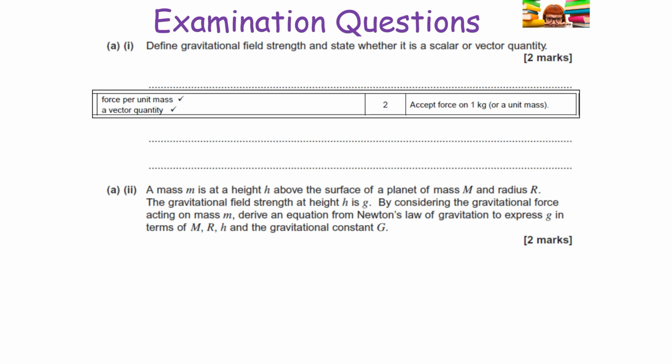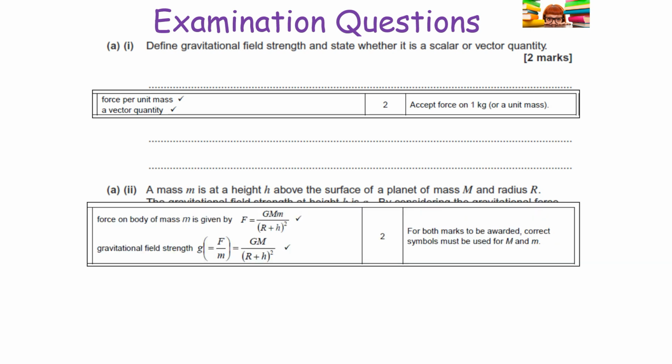Now the next question is you've got to be able to equate your equations and work them through. So if we know the force on the body of mass m is given by the following equation. Well, we know from Newton's law of gravitation, force is equal to big G, big M times small m over R squared. But remember, this R squared is the separation between the mass and the center of mass of the object producing the field, which in this case is the planet. So it's going to be big R, which is the radius of the planet, plus h, the distance from the surface of the planet to the actual orbiting body. So we'd say it's actually big R plus h all squared.